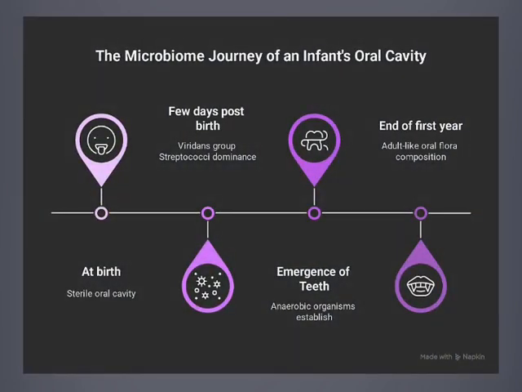At birth, a baby's mouth is sterile, but within days, bacteria like viridans streptococci begin to dominate. As teeth emerge, anaerobic bacteria establish themselves, and by the end of the first year, the oral flora resembles that of an adult. This journey shows how the oral microbiome develops and adapts over time, laying the foundation for future oral health.